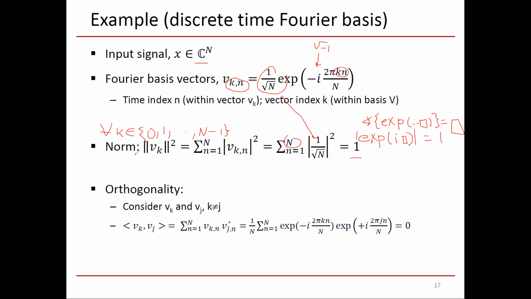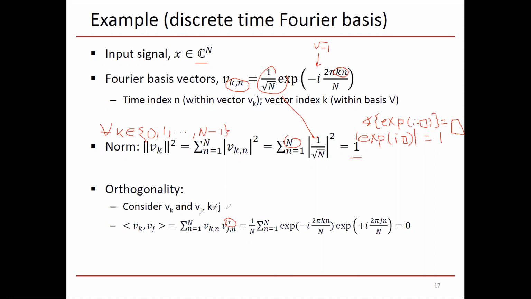So let's take vk and vj, where k is different from j. Let's calculate the inner product between them. That inner product is a summation over vkn multiplied by the conjugate of vjn. I'd like to highlight that for complex valued vectors, the inner product space involves taking the conjugate of vj. And if this was a real valued inner product space, we wouldn't need to take the conjugate. The conjugate of a real valued number is itself.